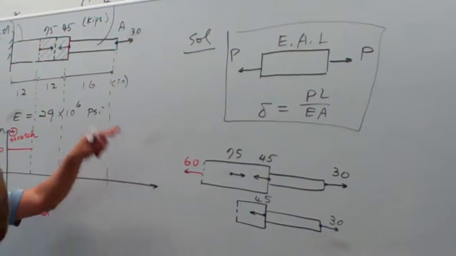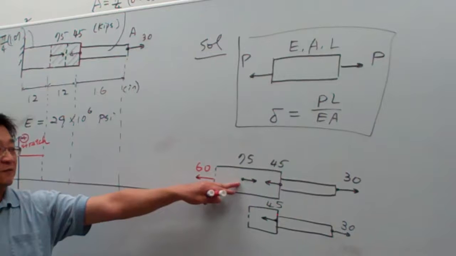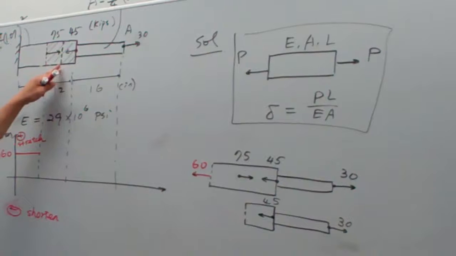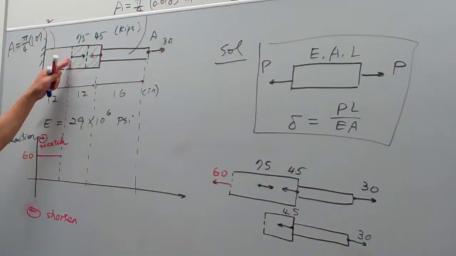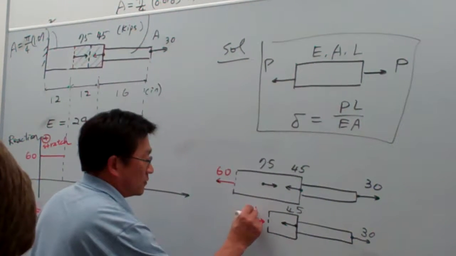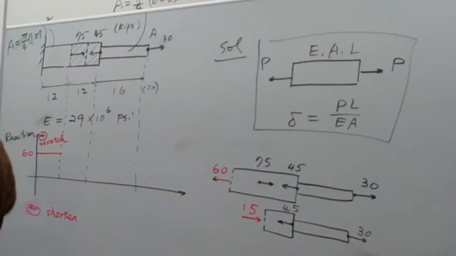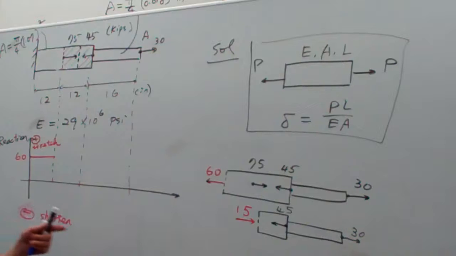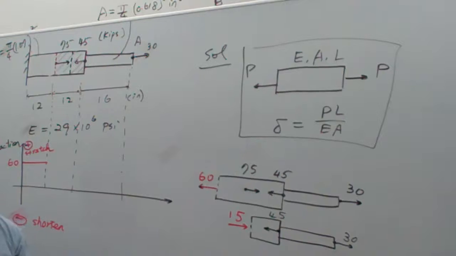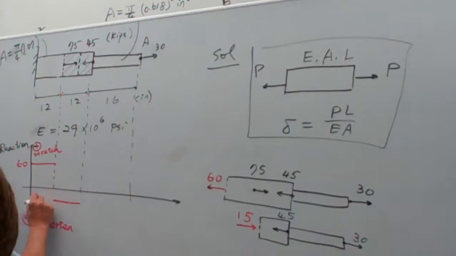What is the difference between the two free body diagrams? The difference is that the 75 is excluded because we select here. As long as we select the cross section not to cover this point, then that will apply. And this force will be how much? 15? And 15 means this portion is going to squeeze to shorten. So following our sign convention, it is negative 15 here.